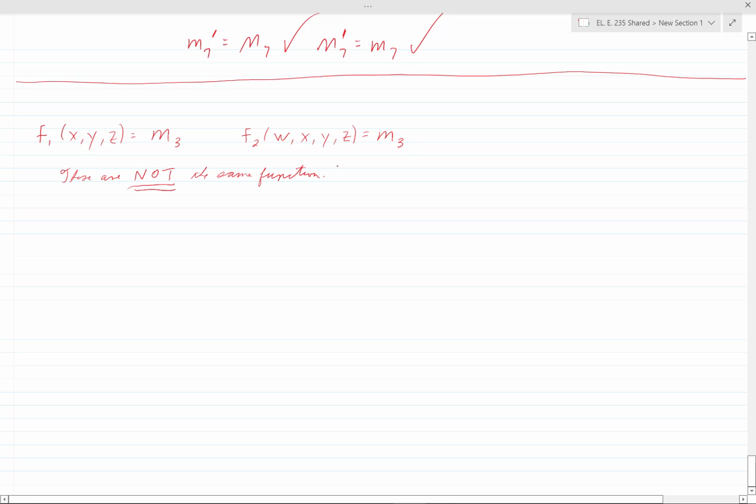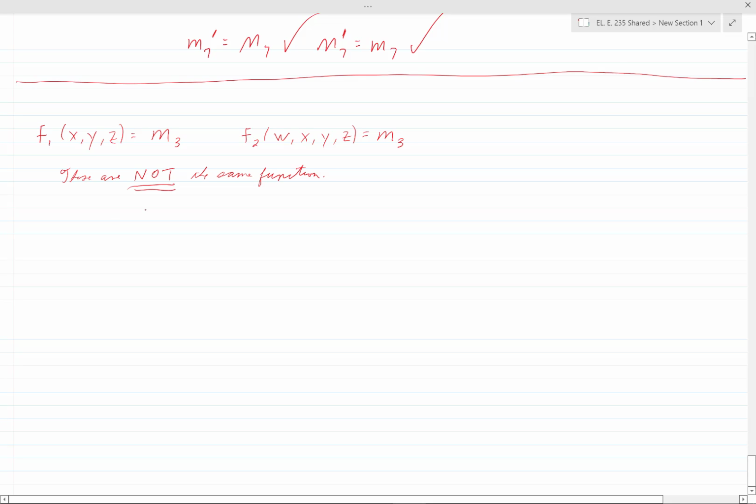And to see that that is the case, we can proceed as follows. First of all, remember that little m refers to a minterm. And so in each case, we have a minterm, and a minterm is a product of all the variables under consideration, all the independent variables, in either complemented or uncomplemented form.